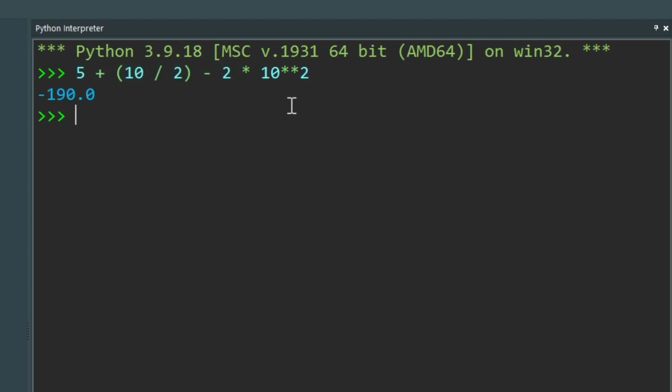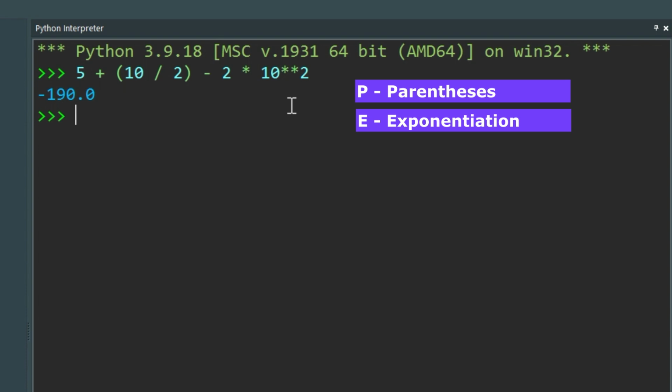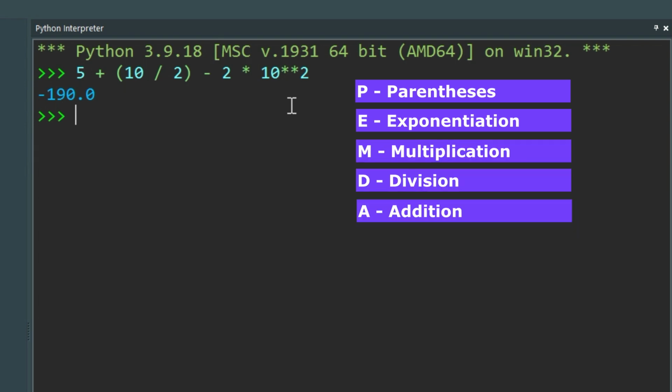If I hit enter, we can see we got far from 800. So what exactly happened here? Operator precedence follows the PEMDAS order. P for parentheses, E for exponentiation, M for multiplication, D for division, A for addition, and S for subtraction.